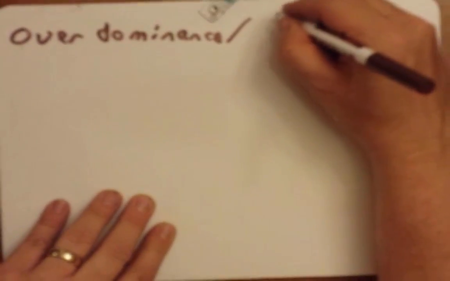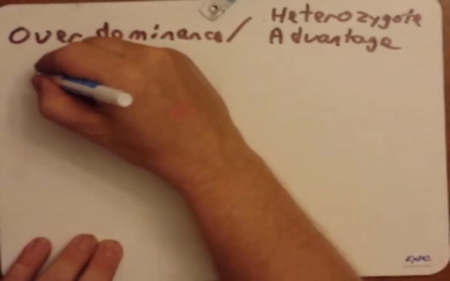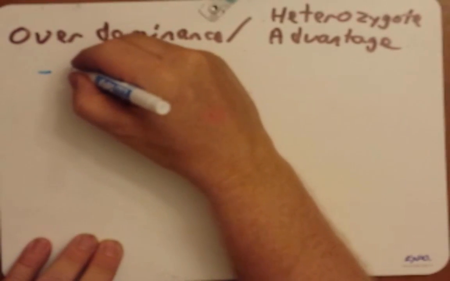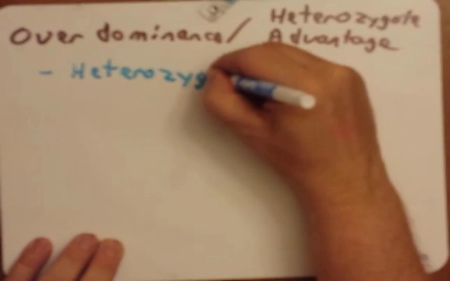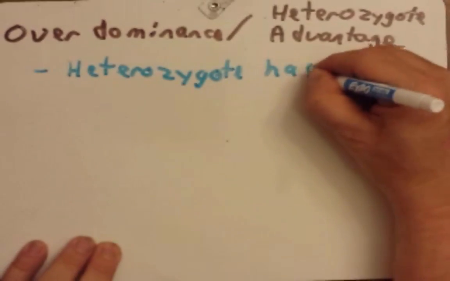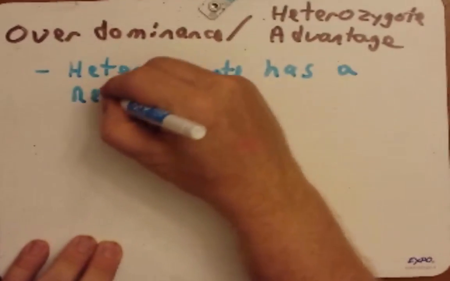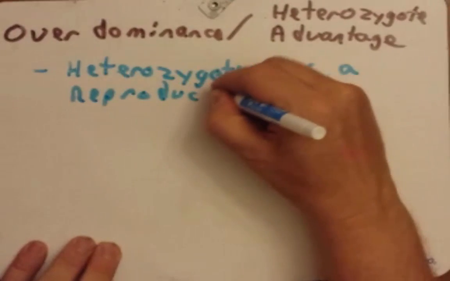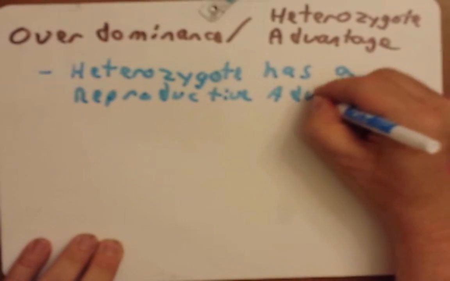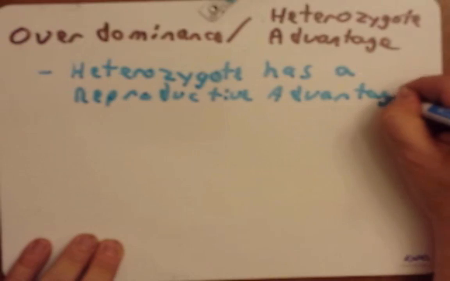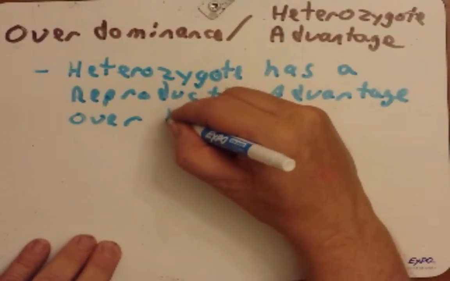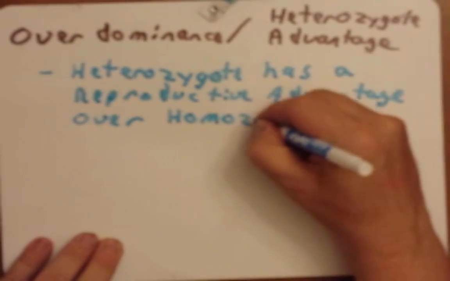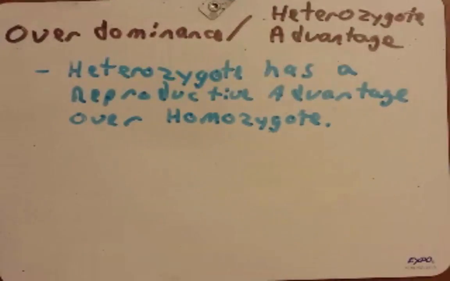Sometimes we call this a heterozygous advantage. So we're going to say, for the definition of overdominance, is that the heterozygote has a reproductive advantage over the homozygote. Either the homozygous dominant or the homozygous recessive.